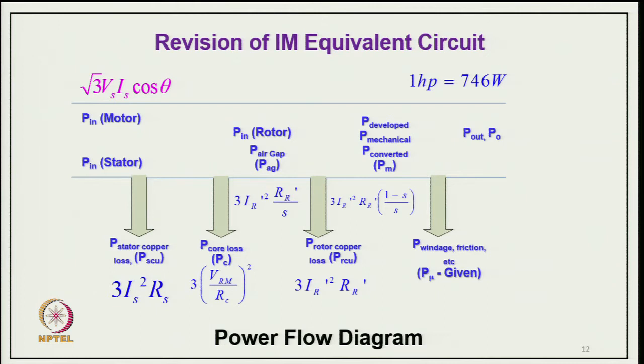Now, coming to the power flow, which we discussed earlier also: we have input power which goes from the supply, then the power to the stator, and we have stator copper losses and core losses, representing 3 V_rm square upon R_c and 3 I_s square R_s. Then it is the air gap power, followed by rotor copper losses, and then the power after copper losses. Then we have friction and windage losses, followed by the shaft power.